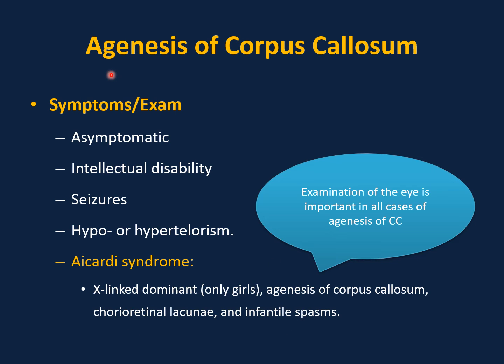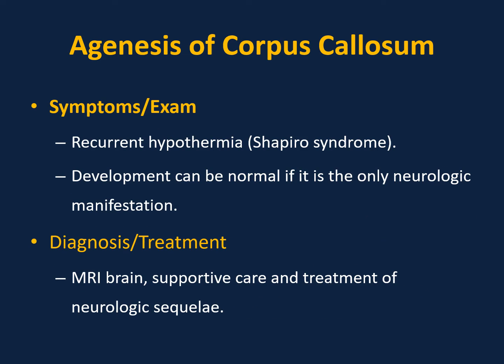So again, very important for all children with agenesis of corpus callosum to have an eye exam. These children also may present with recurrent hypothermia. Developmentally, they are normal if it is the only neurologic manifestation, not associated with another syndrome. Diagnosis and treatment: MRI of the brain, supportive care, treatment of neurologic complications.